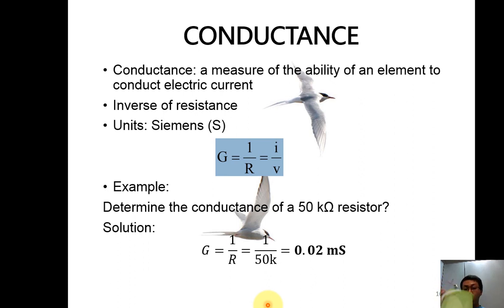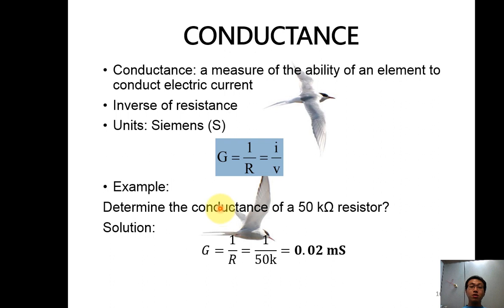Conductance. Conductance is a measure of the ability of an element to conduct electric current. Just now was resistivity. So I reciprocate it, meaning I divide it, and it becomes conductance. We call it the inverse of resistance. The unit is the Siemens. I forgot to italicize it. G equals 1 over R, or the inverse of resistance, or I divided by V. We call it conductance.